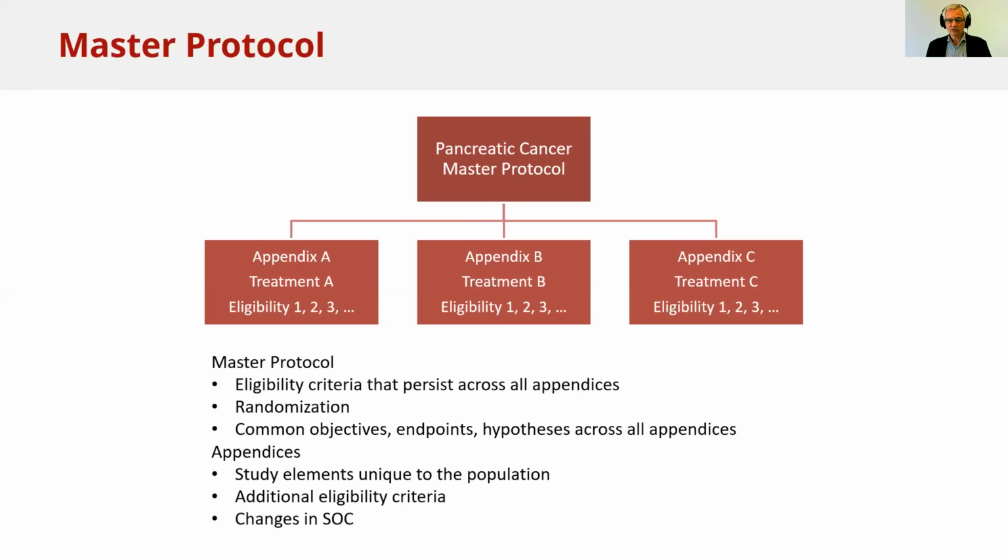So on this slide, you see 3 appendices, 3 different treatments, A, B, and C. Some of the things that might change might be the eligibility requirements and so forth. So again, the master protocol might specify eligibility requirements that persist across all these treatments, how the randomization will be conducted, what are the common objectives, the common endpoints, the common hypotheses, and so forth. The appendices will lay out the unique features for a given treatment or population. Typically, it's to change the eligibility criteria or a standard of care.